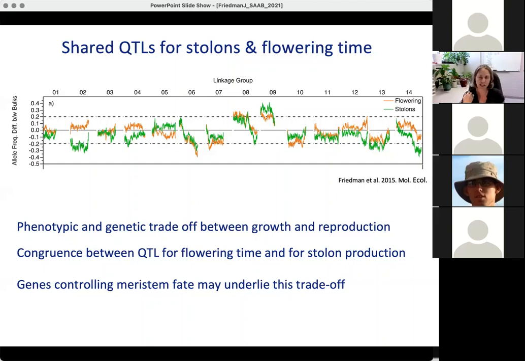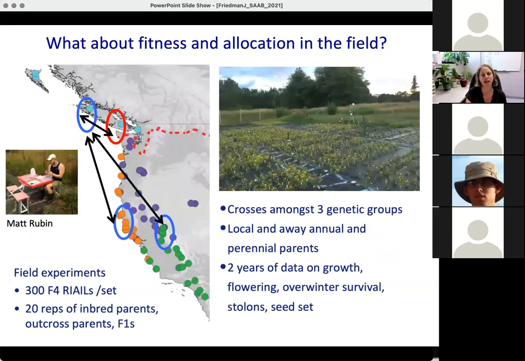Many of you, and certainly myself, are much more interested in natural variation and what's going on in nature, which is where selection's really happening and where fitness actually matters. And so what we really wanted to do was take all of this back out into the field and ask about fitness and allocation in the field. And so with Matthew Rubin, we devised a very large, possibly overly ambitious field experiment where we created recombinant crosses between those different genetic groups that I showed you in the first part of the talk. So we're sort of putting everything together here.